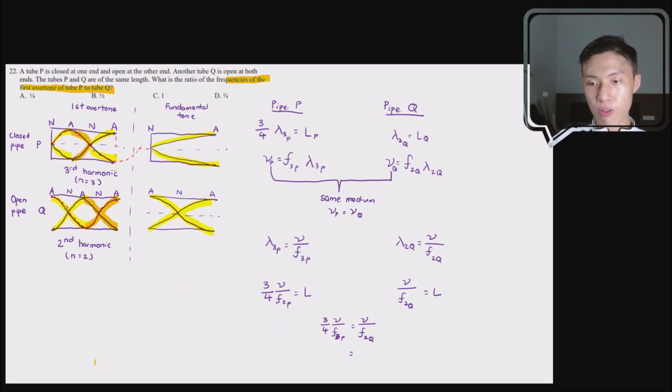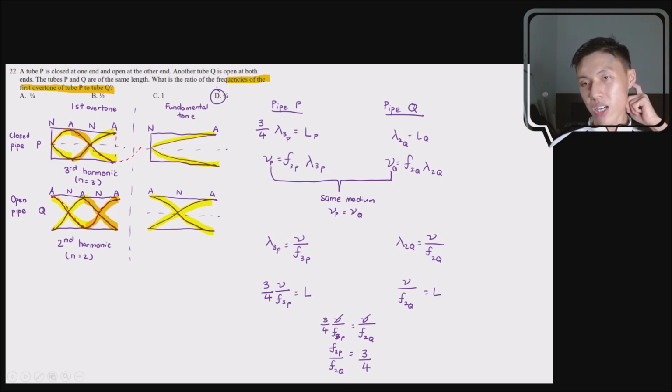So we need to do a bit of rearrangement. F3P divided by F2Q. If we make our arrangement, I believe it's going to take some time for me to think. You get 3/4. Okay, the V will cancel out, then you get 3/4 if you shift things around. So the answer should be 3/4.